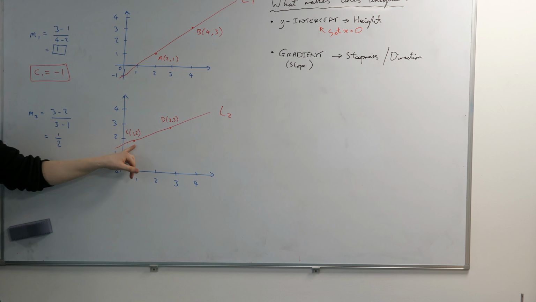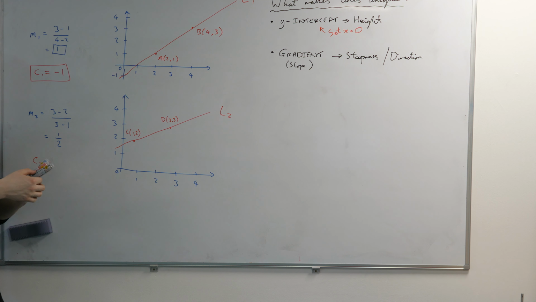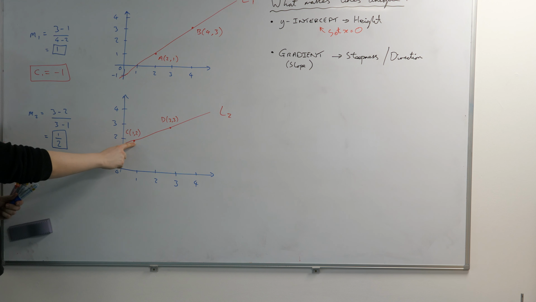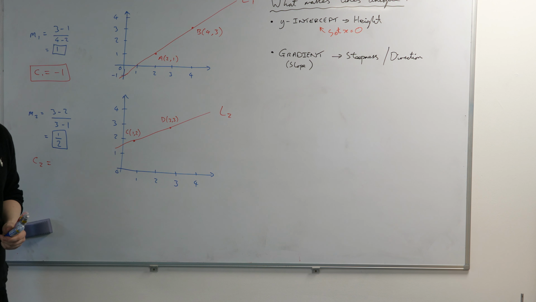Think about it. If you're at this point here, 1, 2, you've said to me the gradient of this line is equal to a half. Which means that if I move to the right by 1, I move a half up. Well, I need to move backwards. I need to move to the left. So if I move to the left by 1, how many should I move up or down? Half down. Good, fantastic. So I'm here at 1, 2. If I move to the left by 1, I'll be at 0, 0.5.